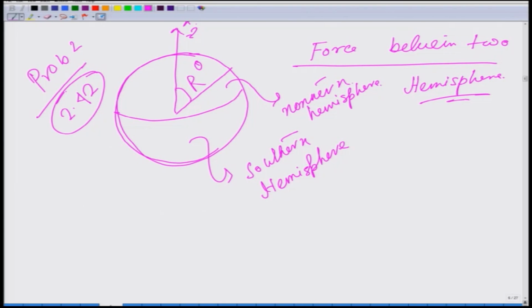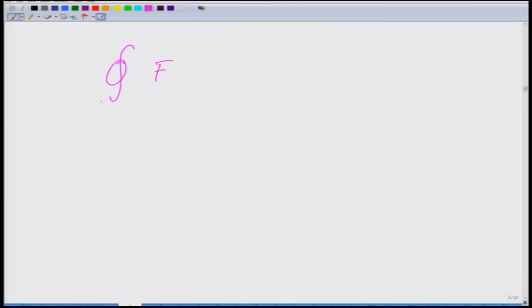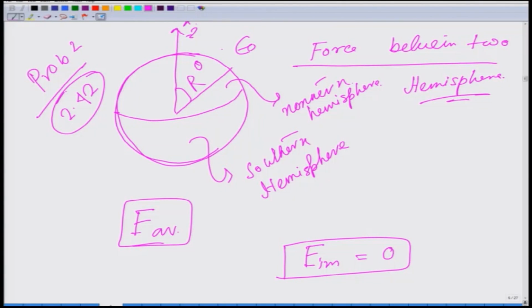First thing is to find out E average, that is the average electric field. As you have learned from your lecture notes, E inside of a metal sphere is 0. Now we are going to find the electric field outside the metal sphere using Gauss's law. Gauss's law says that the closed surface integral of E dot dA is Q enclosed by epsilon naught, where epsilon naught is the permittivity of space.